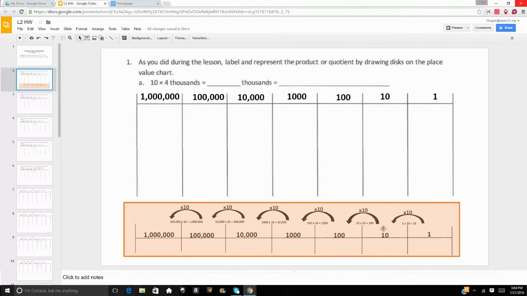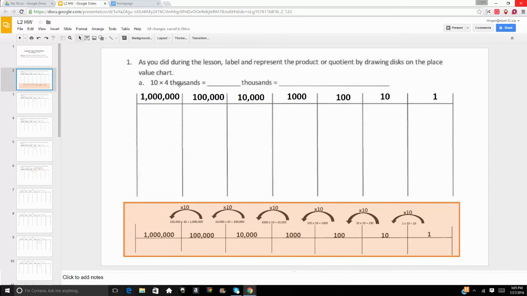So as we move from one place to another on the place value chart, if it is the same digit, it is 10 times the value to its right. So as we move, we're multiplying by 10s. And that will help us with all of our problems because we have 10 times 4,000s.